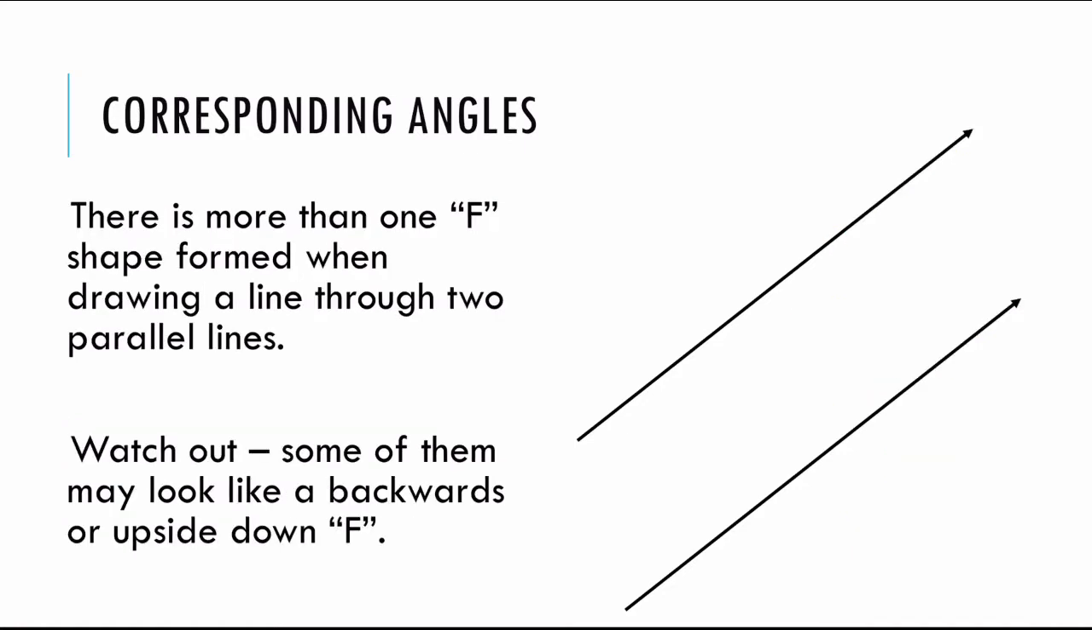Now there is more than one F shape formed when drawing a line through two parallel lines. So if I take the exact same shape as before, we can see that this is a backwards F here. We also have an upside down F here, and we also have an F shape here. So there's lots of different shapes formed here that we could find corresponding angles in.